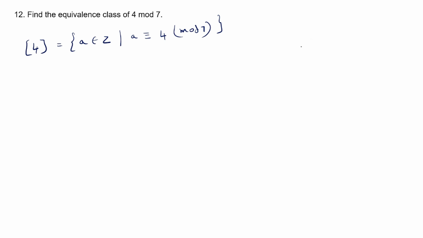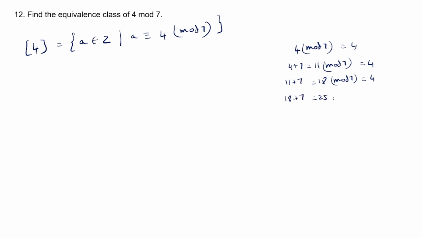When we divide 4 by 7, we get the remainder 4. So 4 mod 7 is 4. Next we have 4 plus 7, which is 11. 11 mod 7 is also 4. Next we have 11 plus 7, 18. 18 mod 7 is 4. Next we have 18 plus 7, which is 25. 25 mod 7 is 4, and so on.